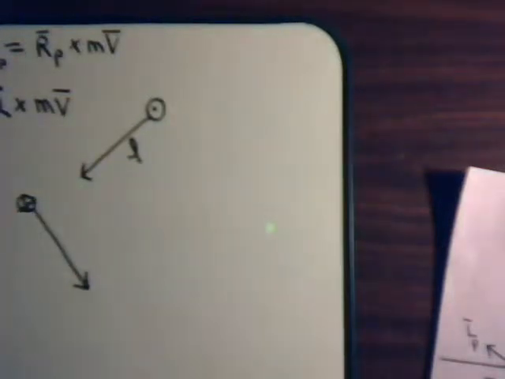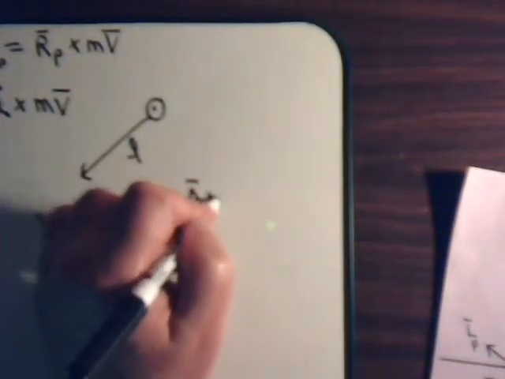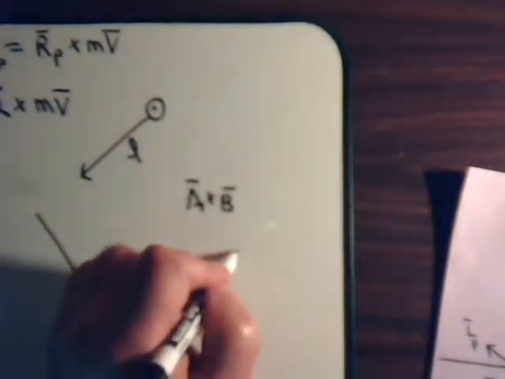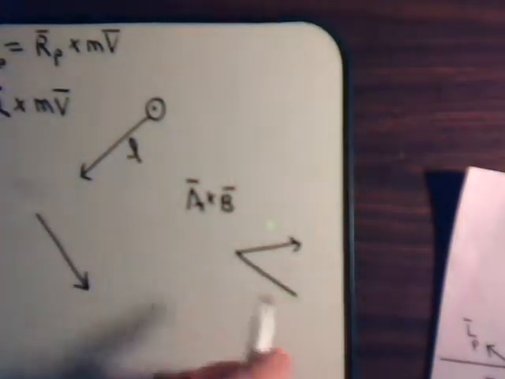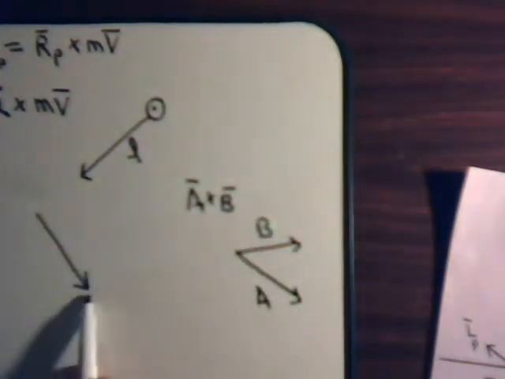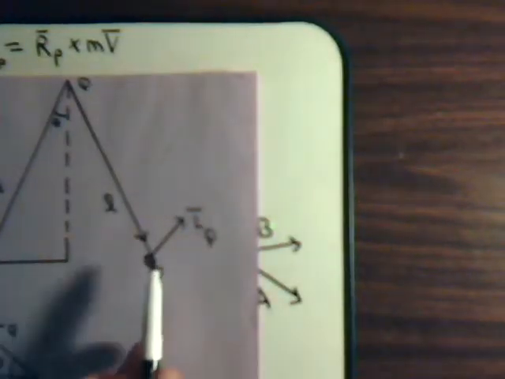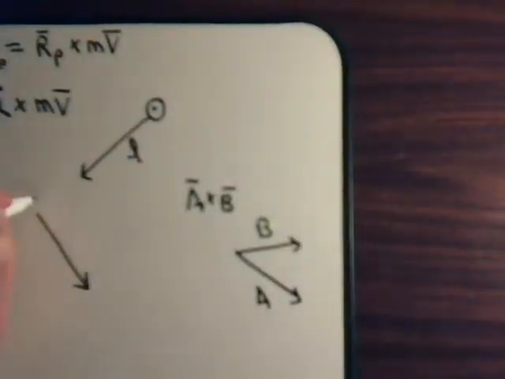Remember, when we're taking the cross product of two vectors, A cross B, we have to have the vectors aligned head-to-head. So the velocity vector is down here at the end of L going into the board. We position it up here so it's head-to-head, and then the X means it's going right into the board.